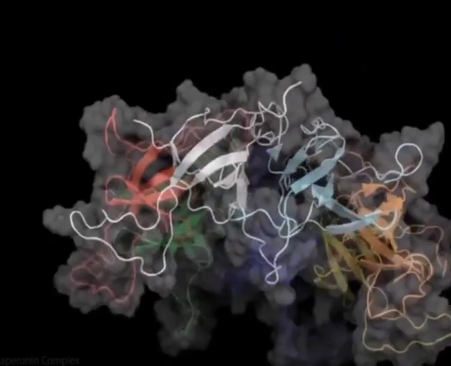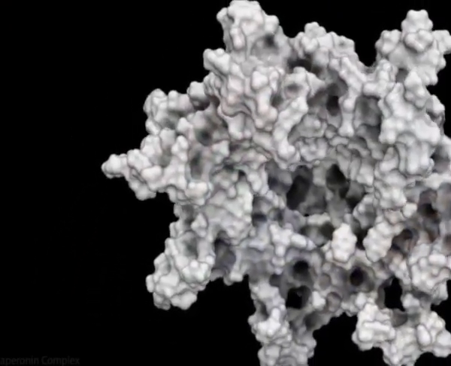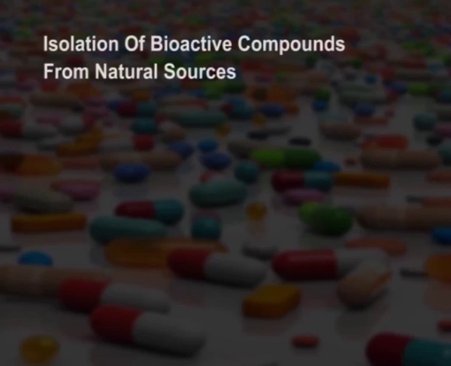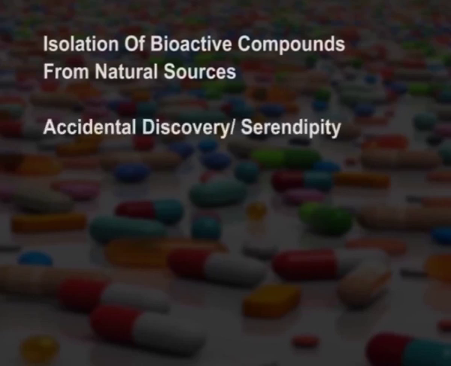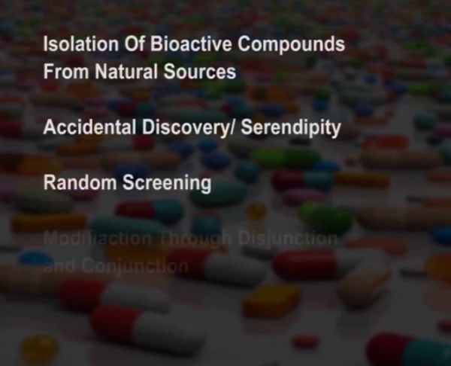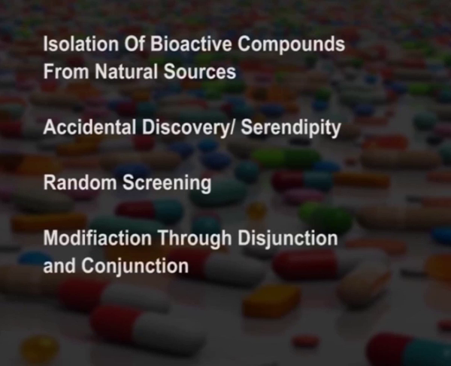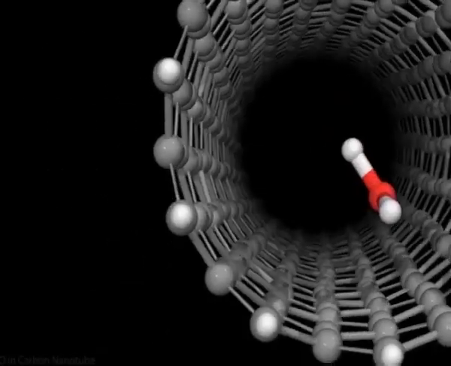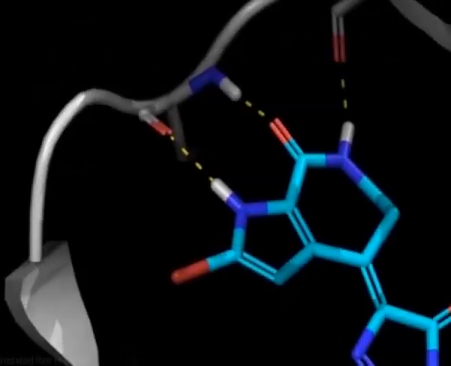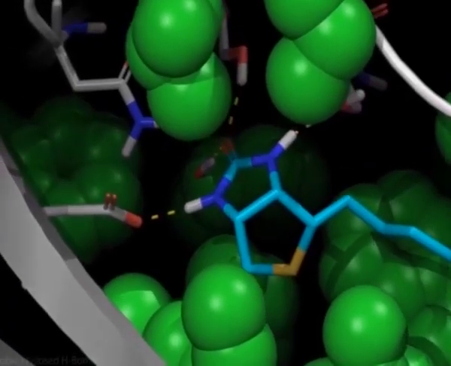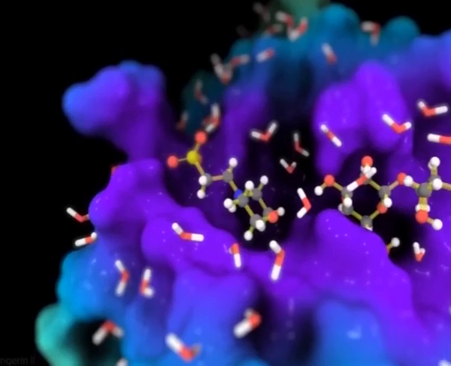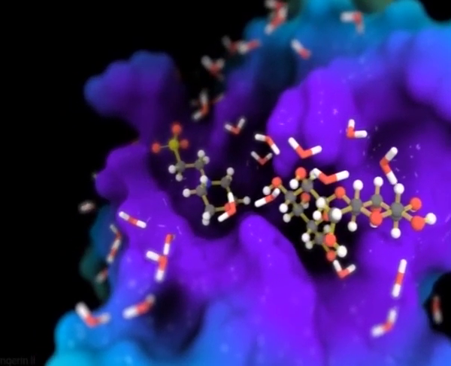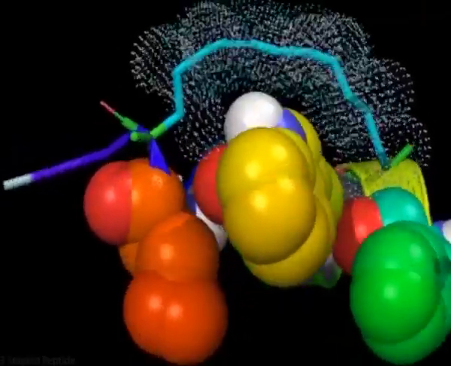Traditionally, drugs have been designed using the following methods. First, isolation of bioactive compounds from natural sources. Second, accidental discovery or serendipitous way of drug design. Third, random screening. Fourth, modification through disjunction and conjunction. A number of drugs have been developed using these methods that are now used clinically. Despite successful examples of these methods, they have many demerits associated with them.